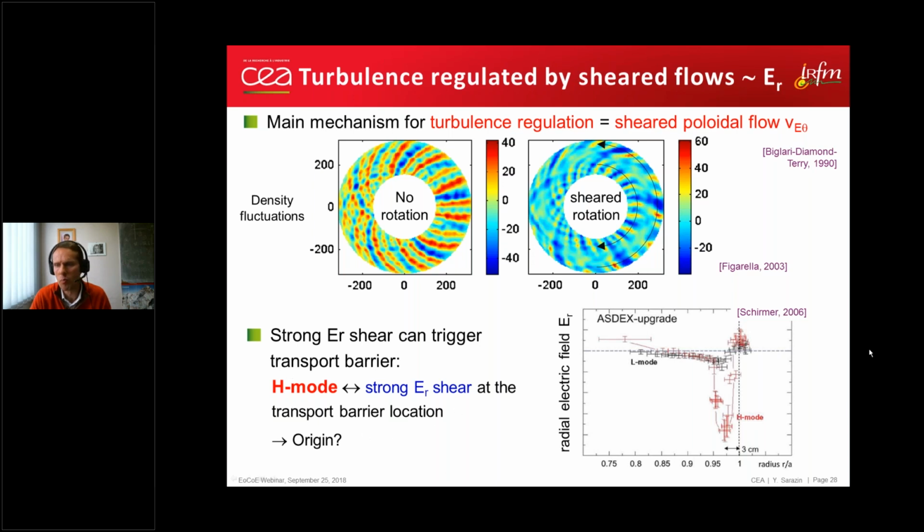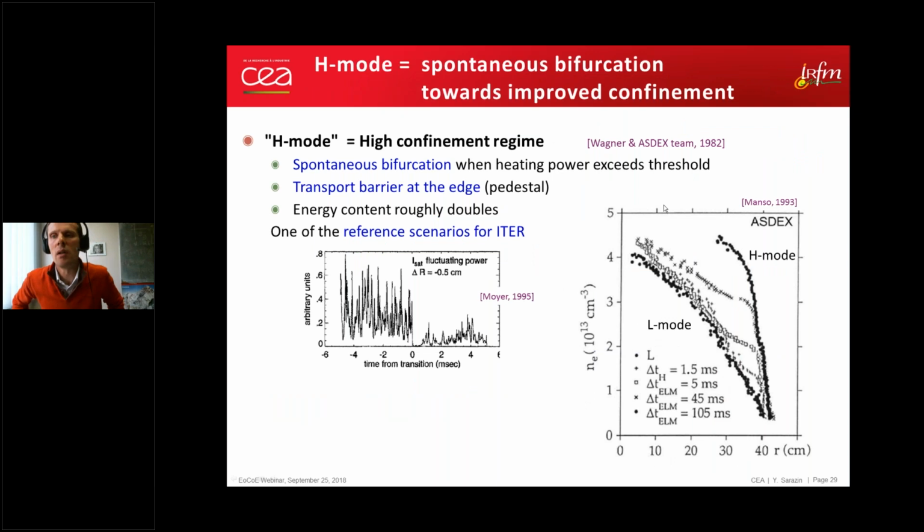What I wanted to point out now is the fact that there is some experimental evidence that the shear of the radial electric field is efficient in stabilizing turbulence and in triggering transport barriers. And we think that this is the essence of the H mode, which is the high confinement mode. This regime was actually discovered on the Tokamak ASDEX at the beginning of the 80s.